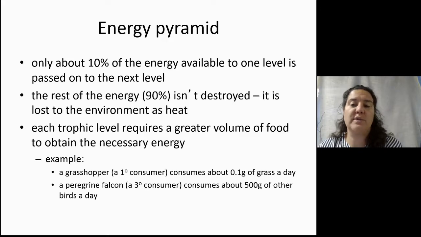So now, once we move up each trophic level, an animal requires a greater volume of food to obtain the necessary energy. So a grasshopper as a primary consumer consumes about 0.1 gram of grass per day, where a peregrine falcon must consume 500 grams a day, typically of other birds that would have eaten grasshoppers.